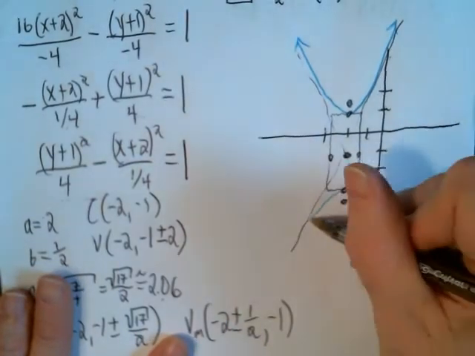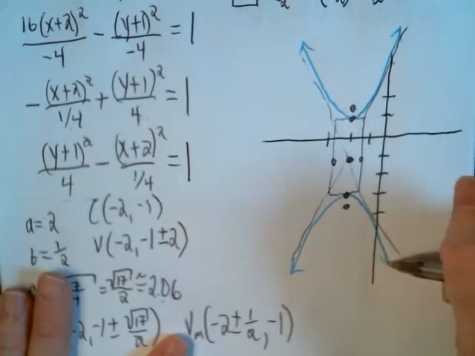So the blue part is the only graph. I know there's a lot of stuff on there. The only real part of the graph is the blue.